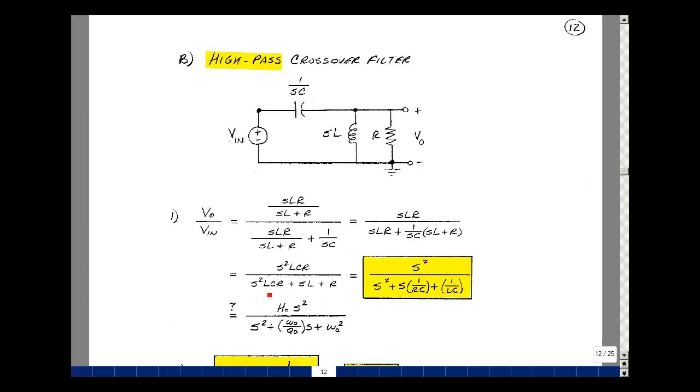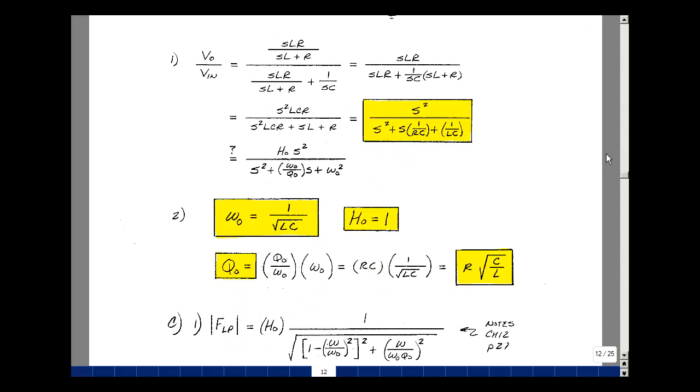Then let's divide numerator and denominator by LCR. That gives us an S squared. The L's cancel, I get a 1 over RC, and then the R's cancel, I get 1 over LC. Is this the form of a high-pass filter? And the answer is yes. I have something times S squared in the numerator, and I have a second order denominator. So by association, then I can find omega naught, which is the square root of this term, so 1 over square root of LC. 1 times S squared means that H naught is 1.